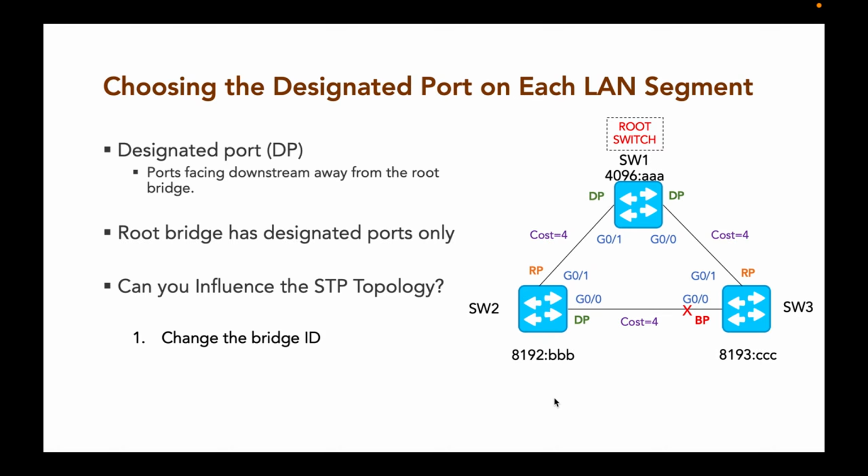election. Second, change the STP port costs. For instance, to favor one link, give the port on that link a lower cost, or to avoid that link, give a port a higher cost.